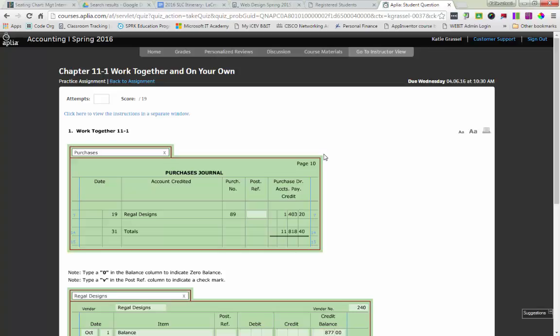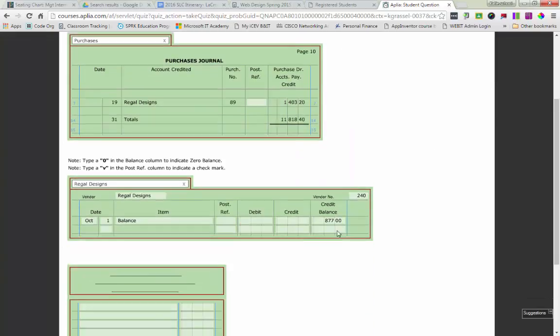And what they have here is Regal Designs. So they're saying Regal Designs needs to be credited for $1,403.20. So I am now going to find Regal Designs, which is already open on the bottom, and put the date of the 19th in there. My post reference is going to be P10, because I'm posting from my purchases journal, page 10, and I am crediting it $1,403.20. It already has a balance, though. It has a balance of $877.